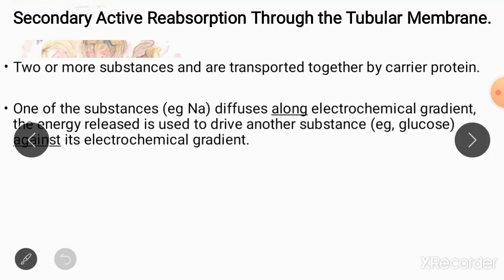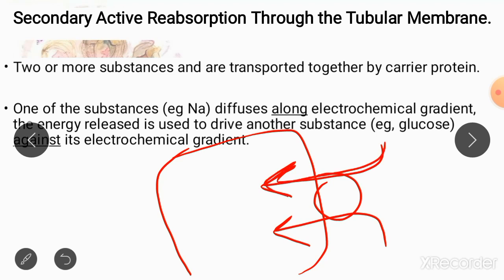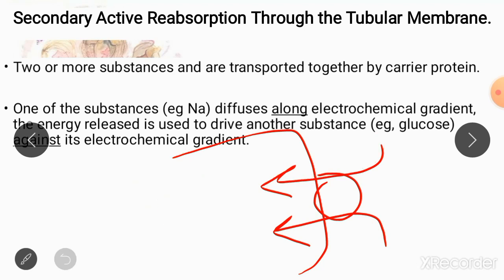When one of the substances, for example sodium, diffuses along its concentration gradient, the energy released is used to drive another substance, for example glucose, against its concentration gradient, and this is known as secondary active transport. And who is maintaining the sodium gradient? This sodium, when it enters the cell and starts accumulating inside the cell, who is continuously removing this sodium outside so that a gradient is always maintained? That is the sodium potassium ATPase pump. So there is no direct usage of ATP, but there is indirect ATP energy in the form of sodium gradient, which helps sodium to enter the cell and bring along another substance against its concentration gradient. So this is known as secondary active transport.